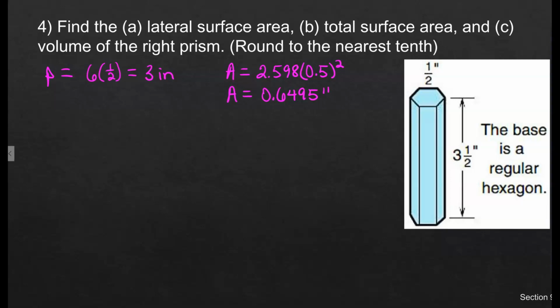And then we can go ahead and find all the different parts here. So we're going to find A, the lateral surface area. All right, so P times H, perimeter times the height of the prism. And so perimeter is 3, height of my prism is 3.5. So the lateral area, remember that's the part that does not include the bases, is going to be 10.5 inches squared.